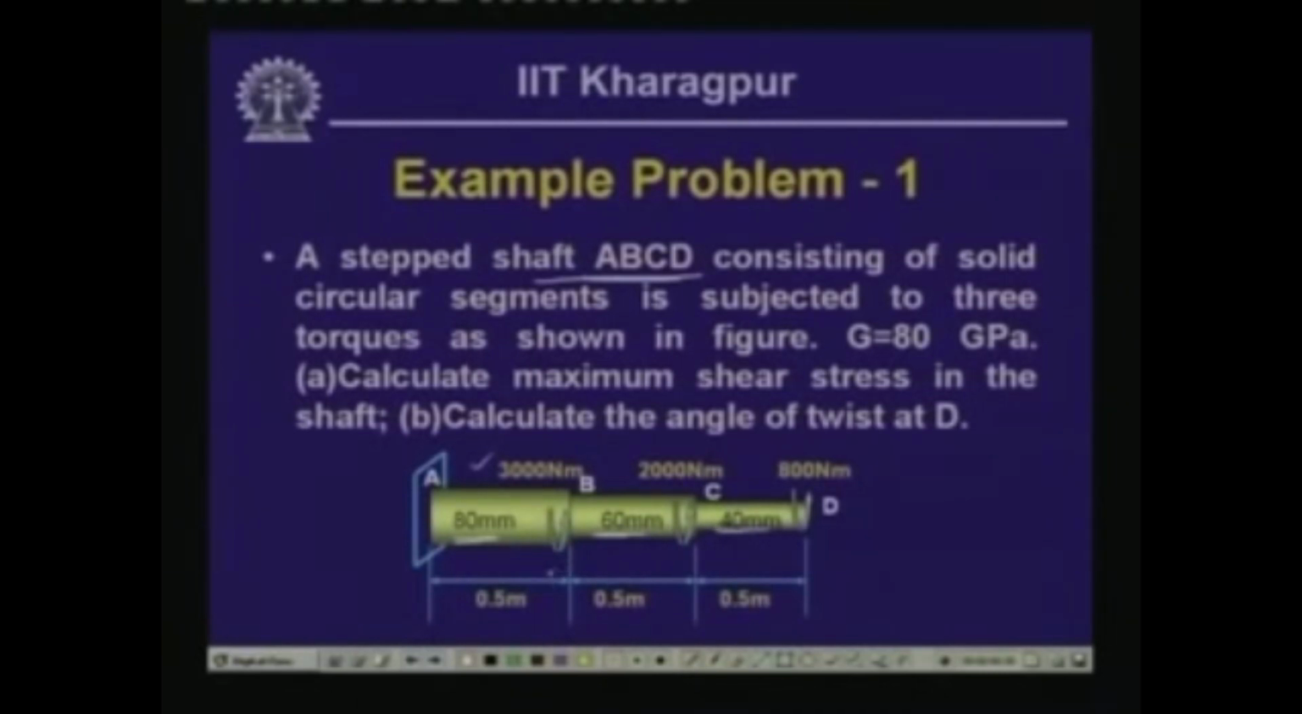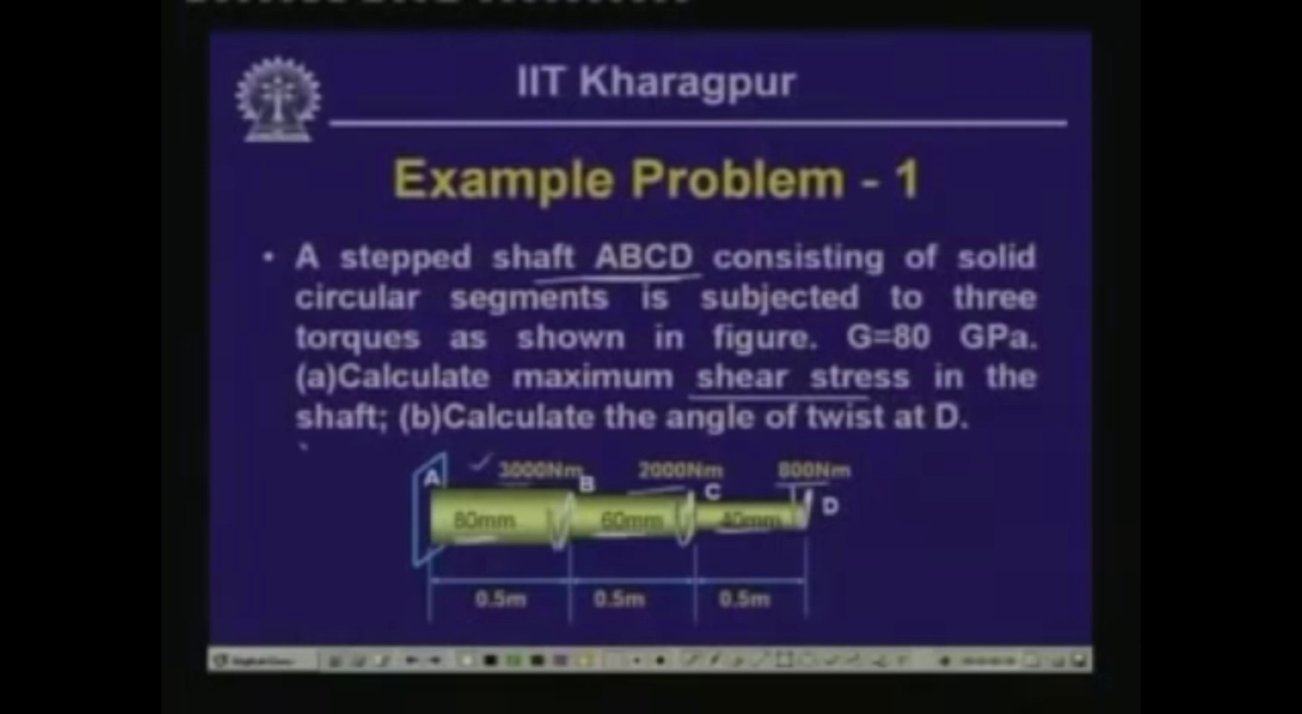Now, they are subjected to a torque of 3000 Newton meter in this particular case, which according to our notation is positive, a twisting moment of 2000 Newton meter at C, and at D we have a twisting moment of 800 Newton meter, which is also positive. Incidentally, all 3 twisting moments in this particular case are positive, acting at A, B, C and D. What we need to do is find the value of the maximum shear stress in the shaft and the angle of twist at point D.